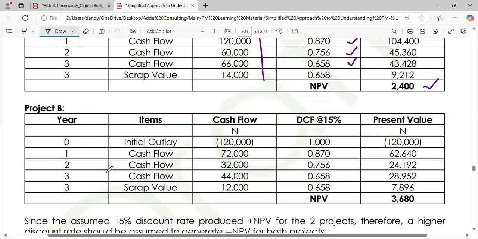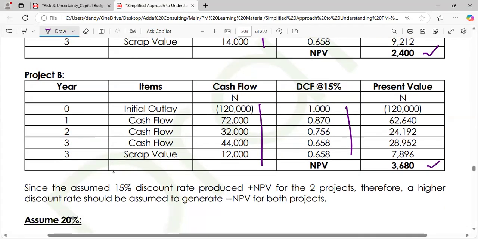Now for project B at 15%, of course, the cash flow still remains the same. Discount factor still remains the same as we did for project A. We use this to calculate the NPV, and we got a positive NPV of 3,680. So we assumed 15% for project B, and we got a positive NPV for both projects A and B. In this case, we need to increase the discount rate to get a negative NPV.